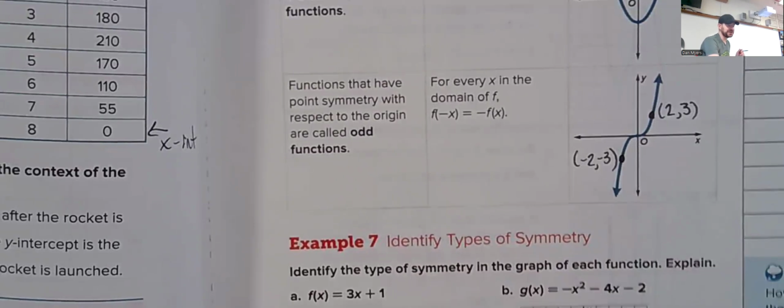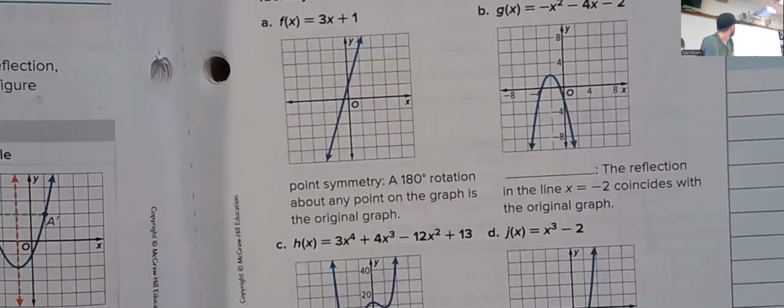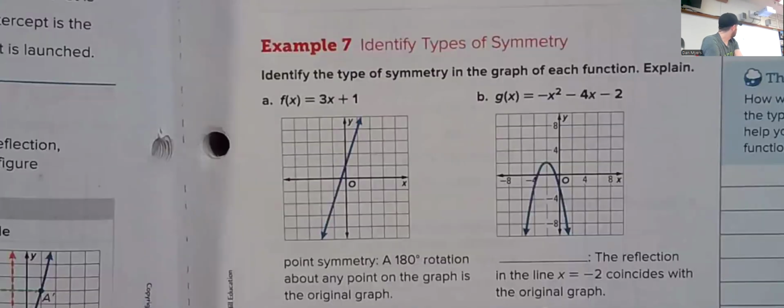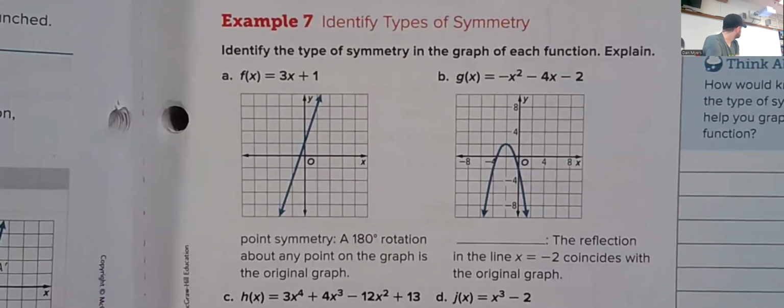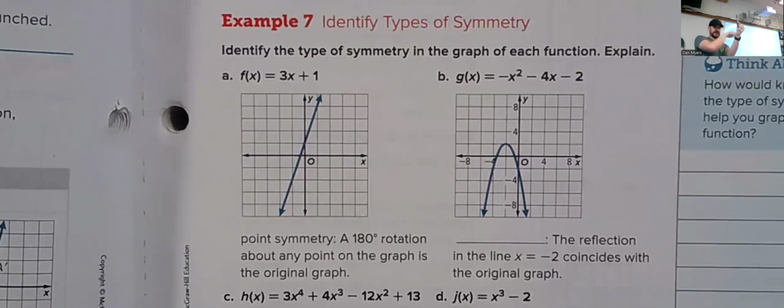Identify the type of symmetry of each graph. Let's take a look here. f of x is equal to 3x plus 1. Does this one have, so again, with line symmetry, we're only talking about vertical lines. Is there a vertical line that you could draw through this and place them on opposite sides of that vertical line and have it look exactly the same? Is that a possibility?